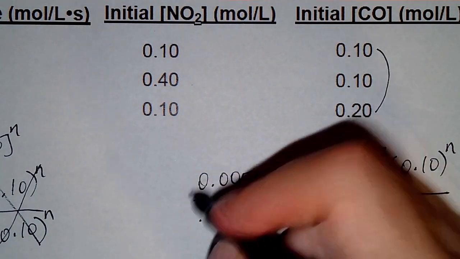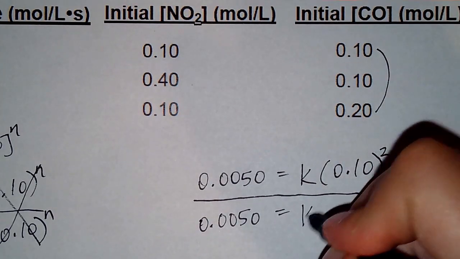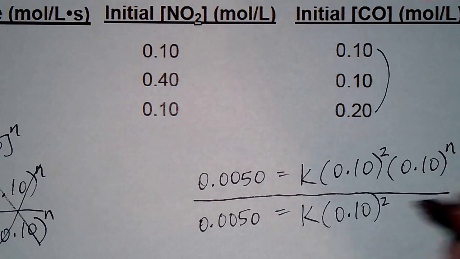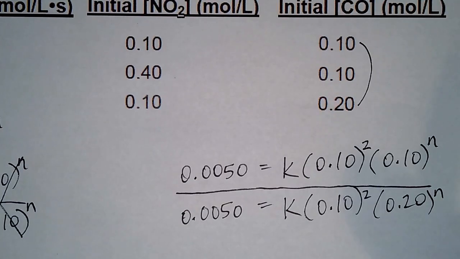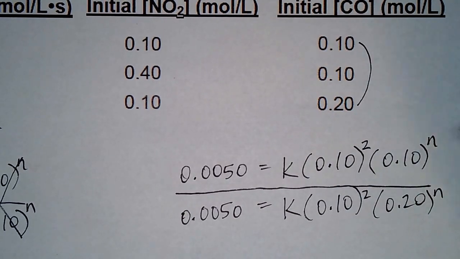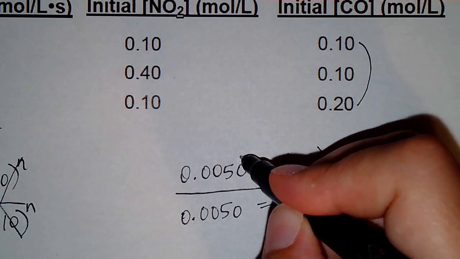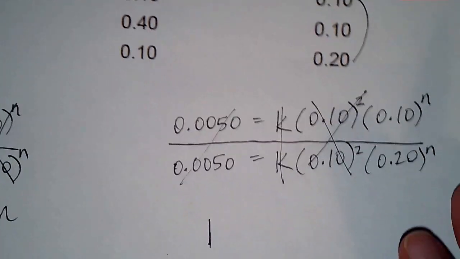So the rate, K value, 0.10 squared for NO2, and 0.20 to the N power for CO. Alright, so we're going to cross out things that are the same. This should be our NO2 information. Our K's are still the same. And in this case, our rates are identical, which is going to give us a ratio of 1 for our rates. Remember, this is 1, not 0.